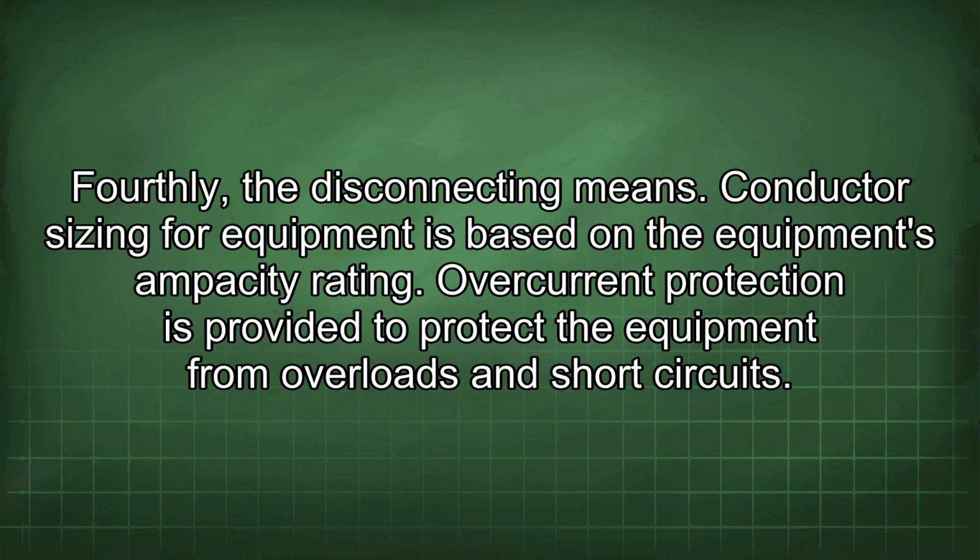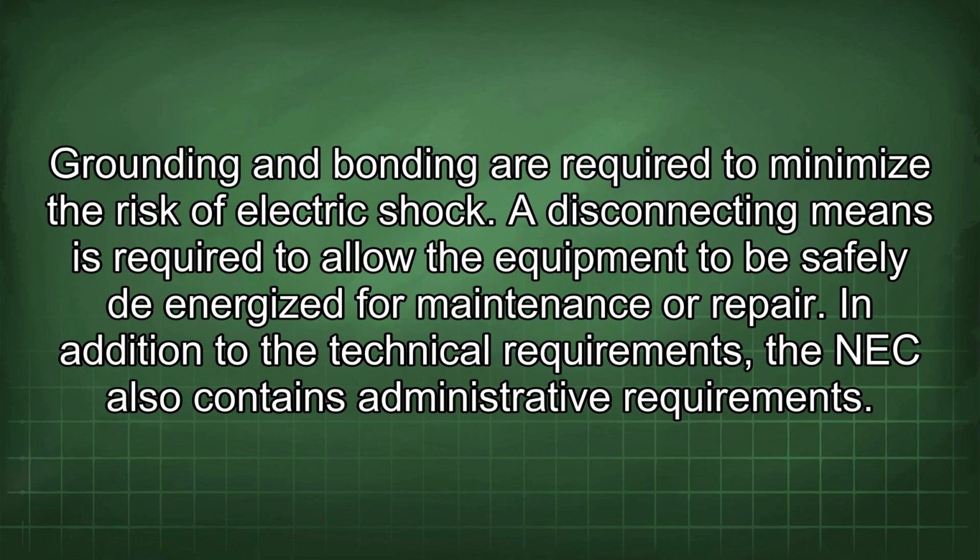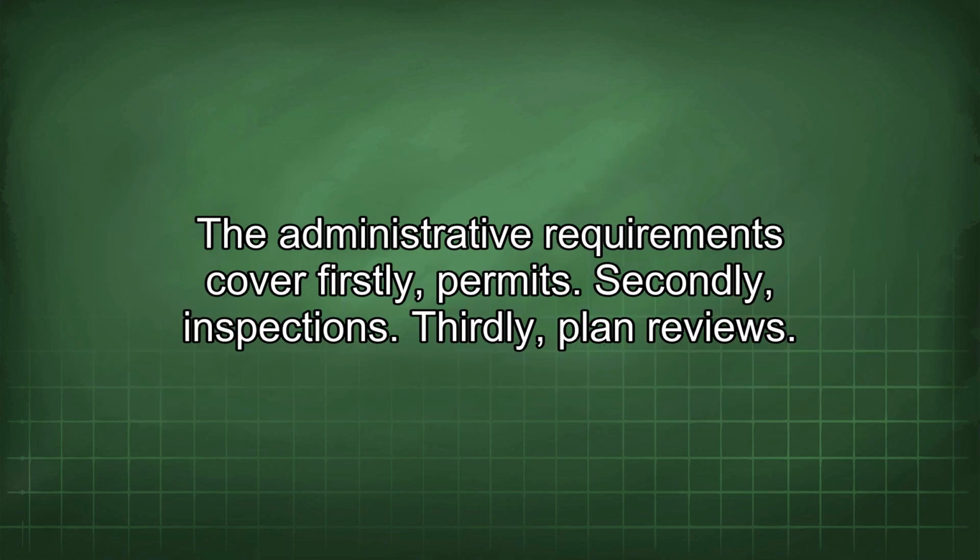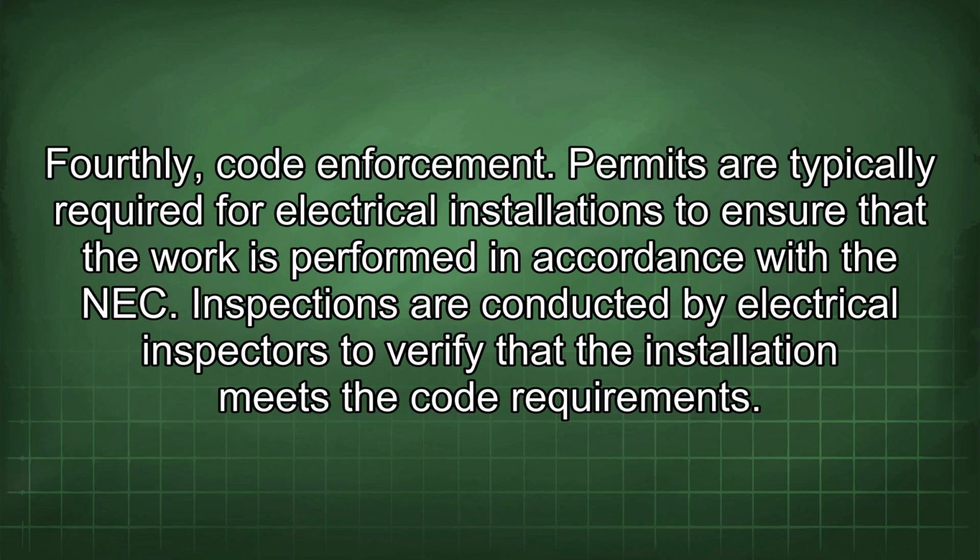Overcurrent protection is provided to protect the equipment from overloads and short circuits. Grounding and bonding are required to minimize the risk of electric shock. A disconnecting means is required to allow the equipment to be safely de-energized for maintenance or repair. In addition to the technical requirements, the NEC also contains administrative requirements. The administrative requirements cover, firstly, permits, secondly, inspections, thirdly, plan reviews, fourthly, code enforcement.